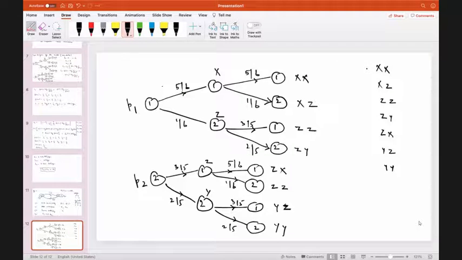Now if you look at XX, then XX occurs only here. So the probability of this message is simply going to be P1 times 5 by 6 into 5 by 6. That's it. But if you look at ZZ, which happens at two places, this is ZZ and this is ZZ. So here you have to add. So it'll be P1 into 1 by 6 into 3 by 5 plus P2 into 3 by 5 into 1 by 6. So that will be the probability of this message ZZ. I think there is nothing else that is coming out to be common.